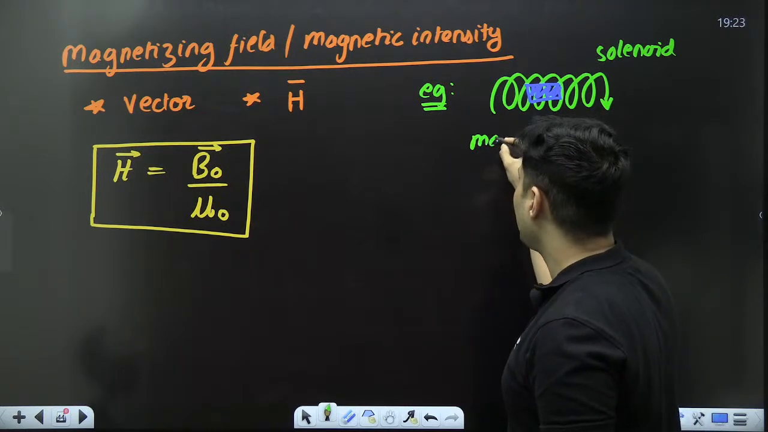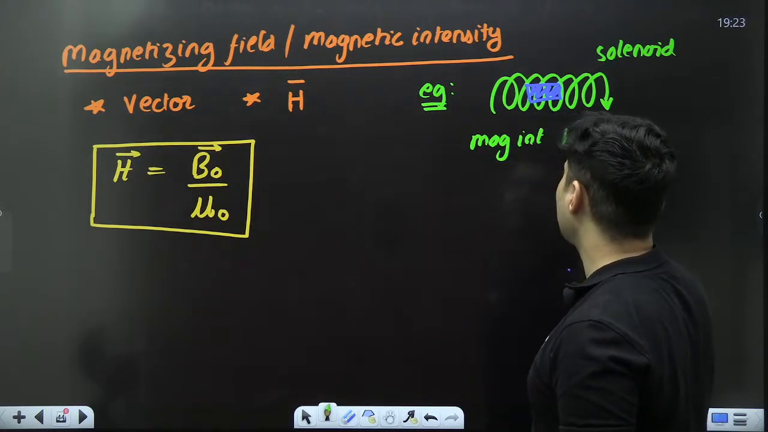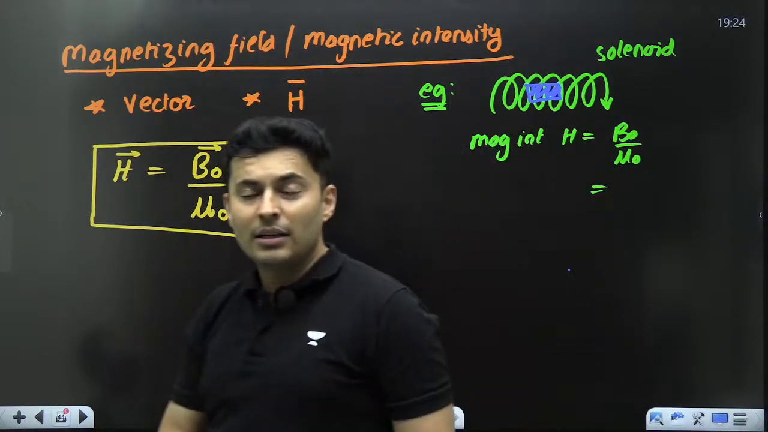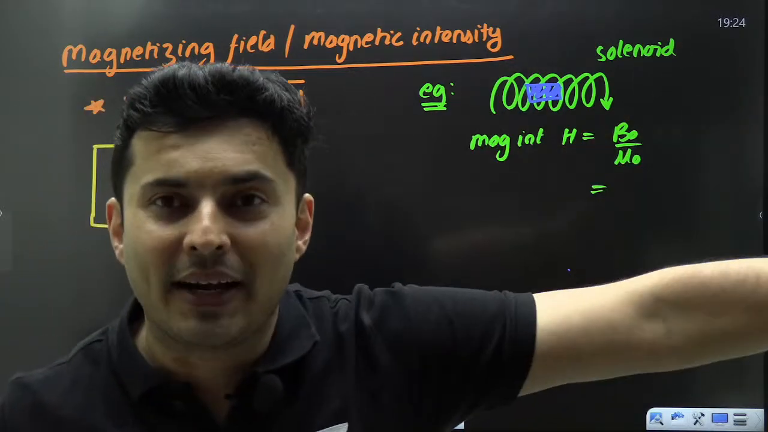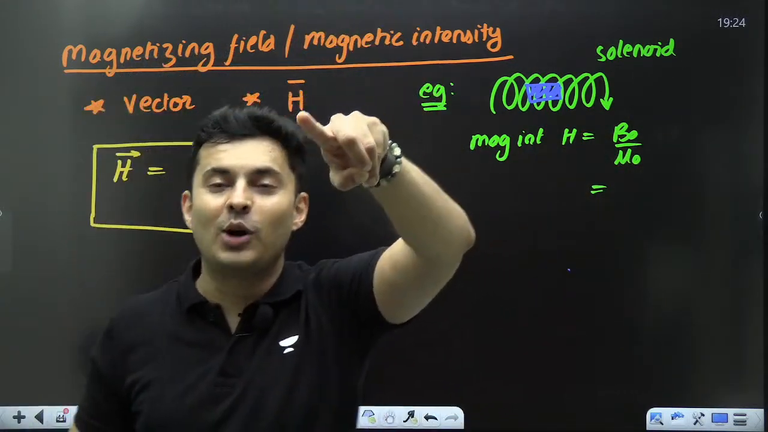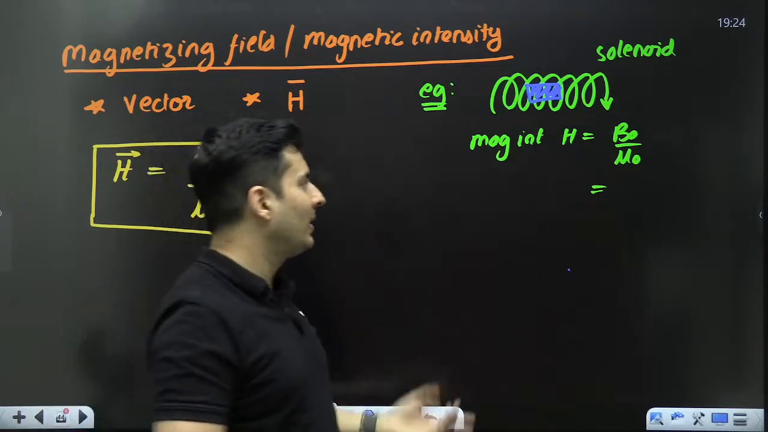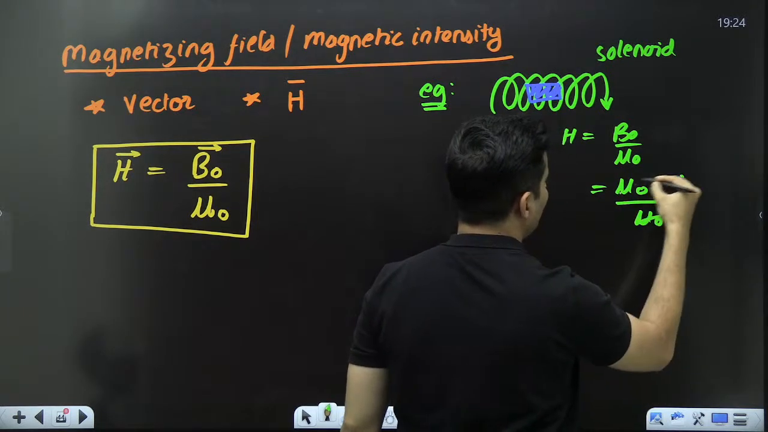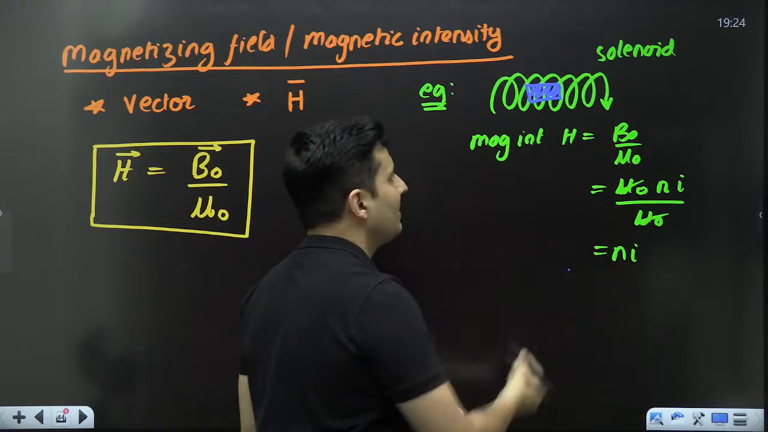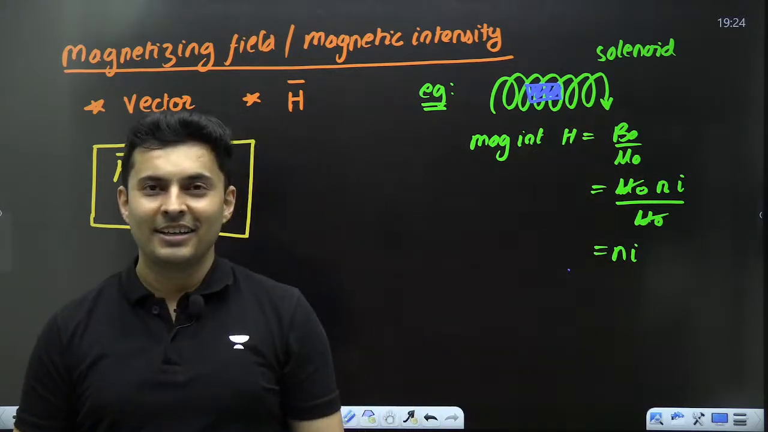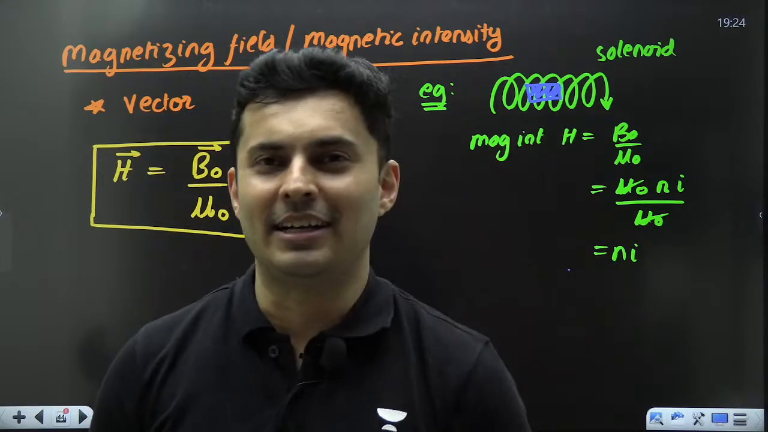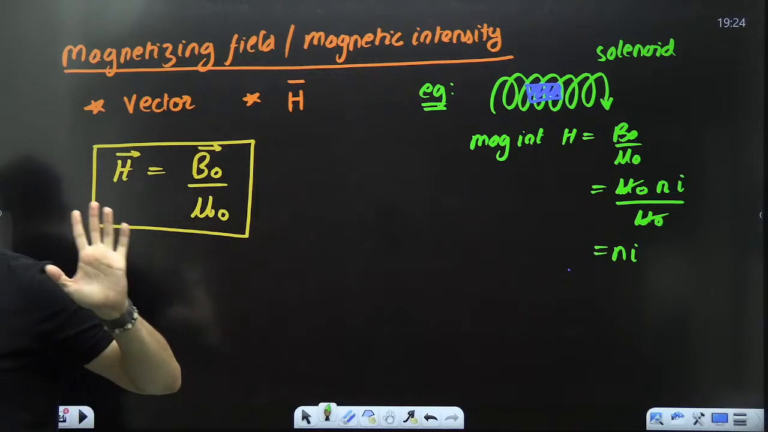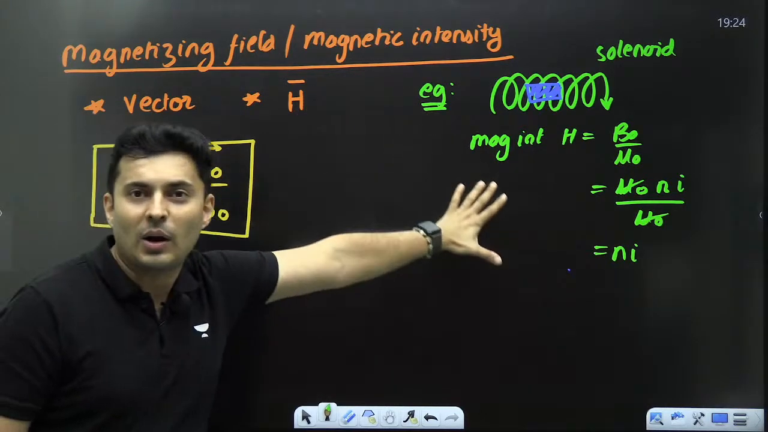So the magnetic intensity, which is basically H, will be B naught by mu naught. The magnetic field inside that solenoid, think about it. I have already given you the formula. The magnetic field created by a solenoid, how much is it? It's just mu naught n I. So divide by mu naught, it cancels. It is just n I. So this is the magnetic intensity due to a solenoid. Number of turns per unit length into the current. Is that right? Everybody got this? Everybody understood how to solve the question?